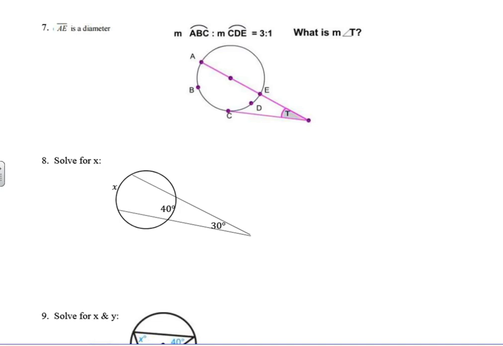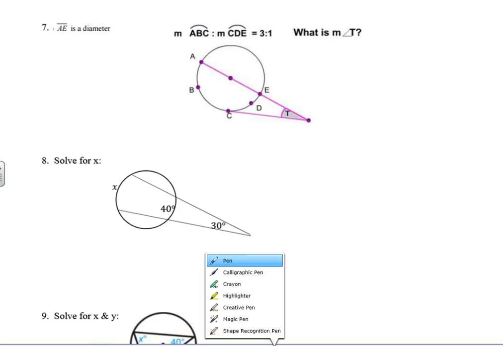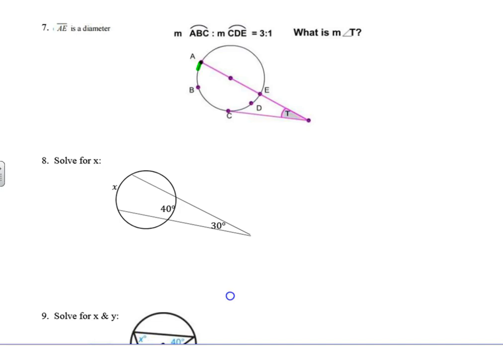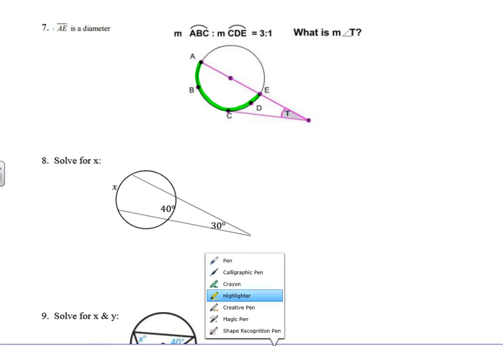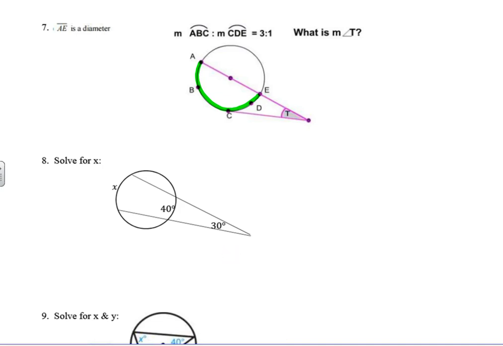All right, so let's try and roll through this now that we've done some of this. Arcs AB, BC, and CD, DE are in a ratio of 3 to 1. What is the measure of angle T? Well, when we have the ratios, we're always looking for, do we know the sum of those two? Well, if we take these two arcs, what do you notice here? That's a diameter, AE, and so those two have to add together to be 180.